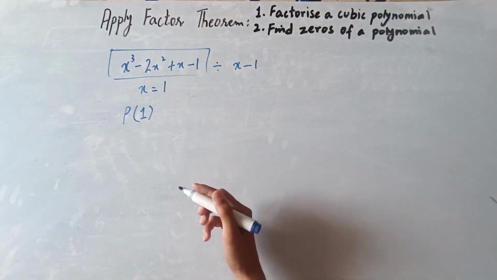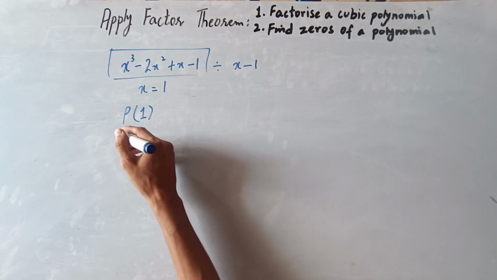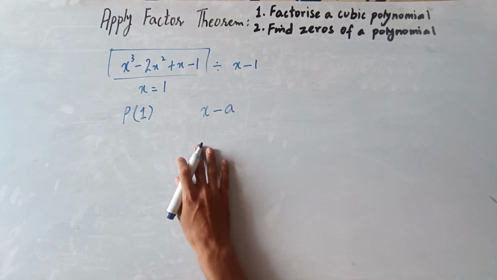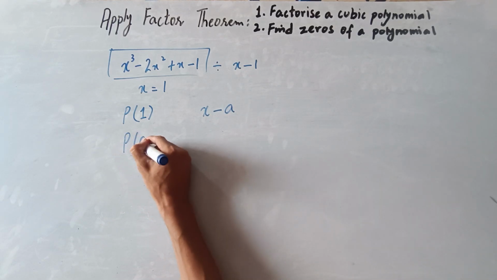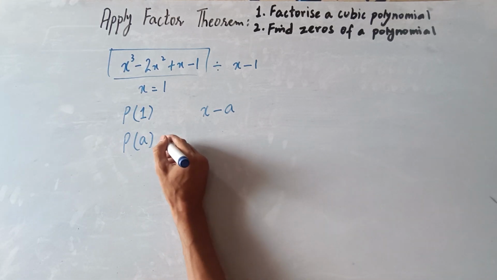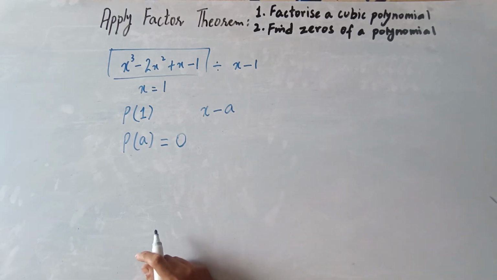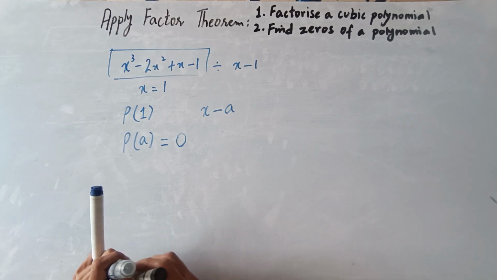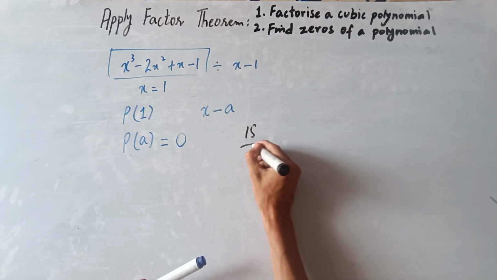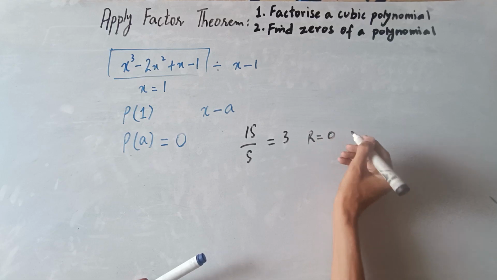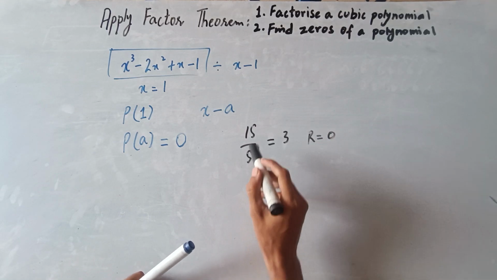So if we generalize it and write it like this, for any polynomial, if there is a divisor which is x minus a or x plus a, we will say p of a will be the remainder. So if this particular remainder is equal to 0, as you know, when you divide two things and the remainder is 0, what is this showing us? For example, if we divide 15 by 5, the quotient will be 3, but the remainder will be 0. It shows us that 5 is actually a factor of 15.